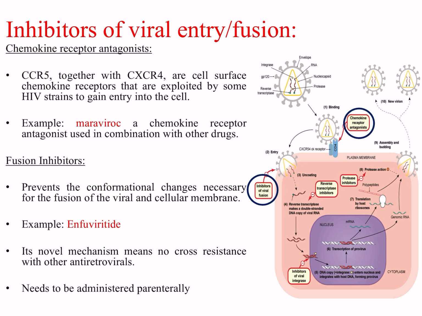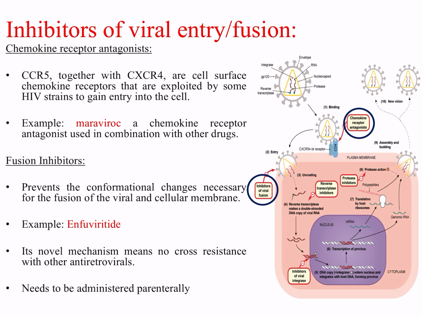Inhibitors of viral entry and fusion include the chemokine receptor antagonists and the fusion inhibitors. Both are highlighted in the diagram on the right. CCR5 together with CXCR4 are cell surface chemokine receptors that are exploited by some HIV strains to gain entry into the cell. An example of a drug used to target this is maraviroc, a chemokine receptor antagonist that is used in combination with other drugs.